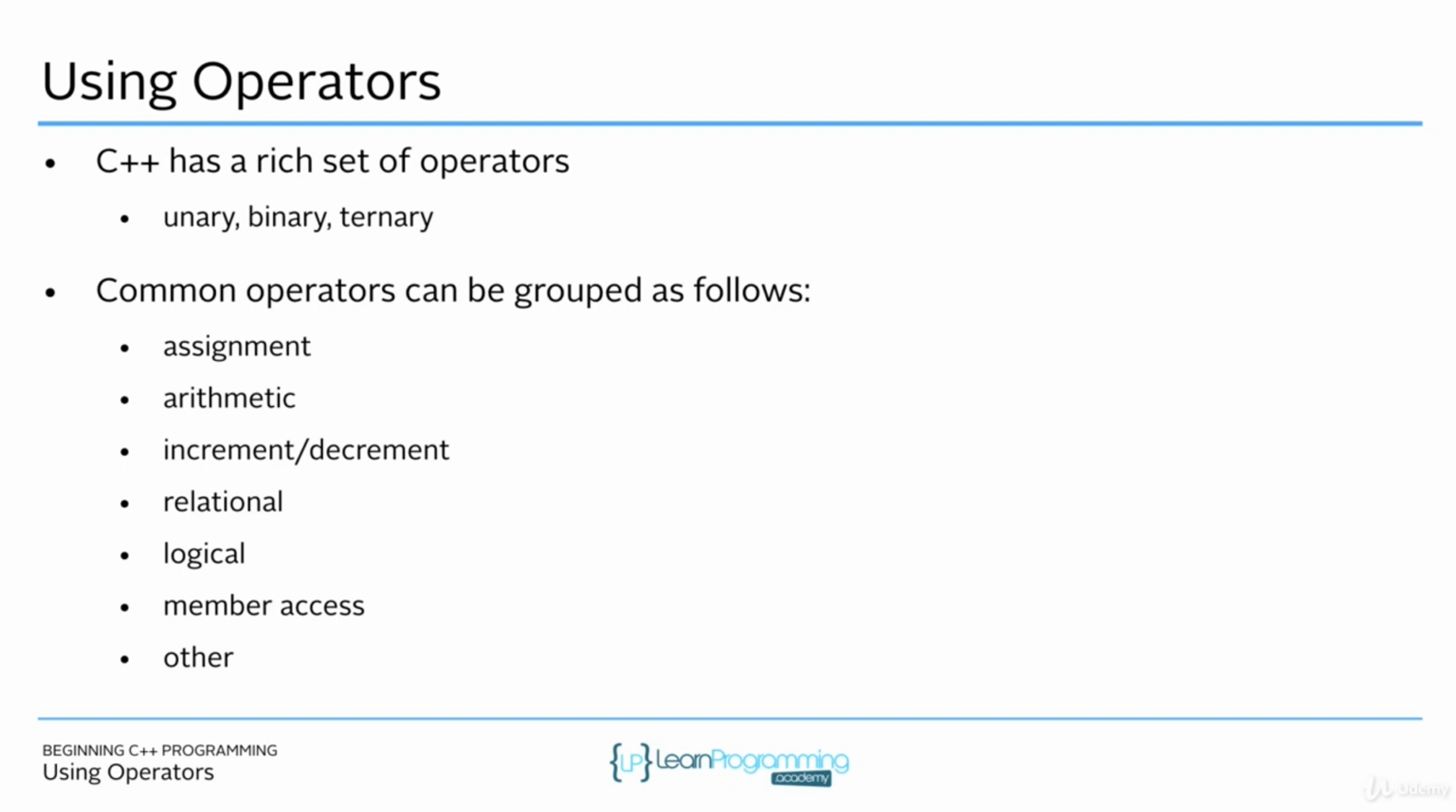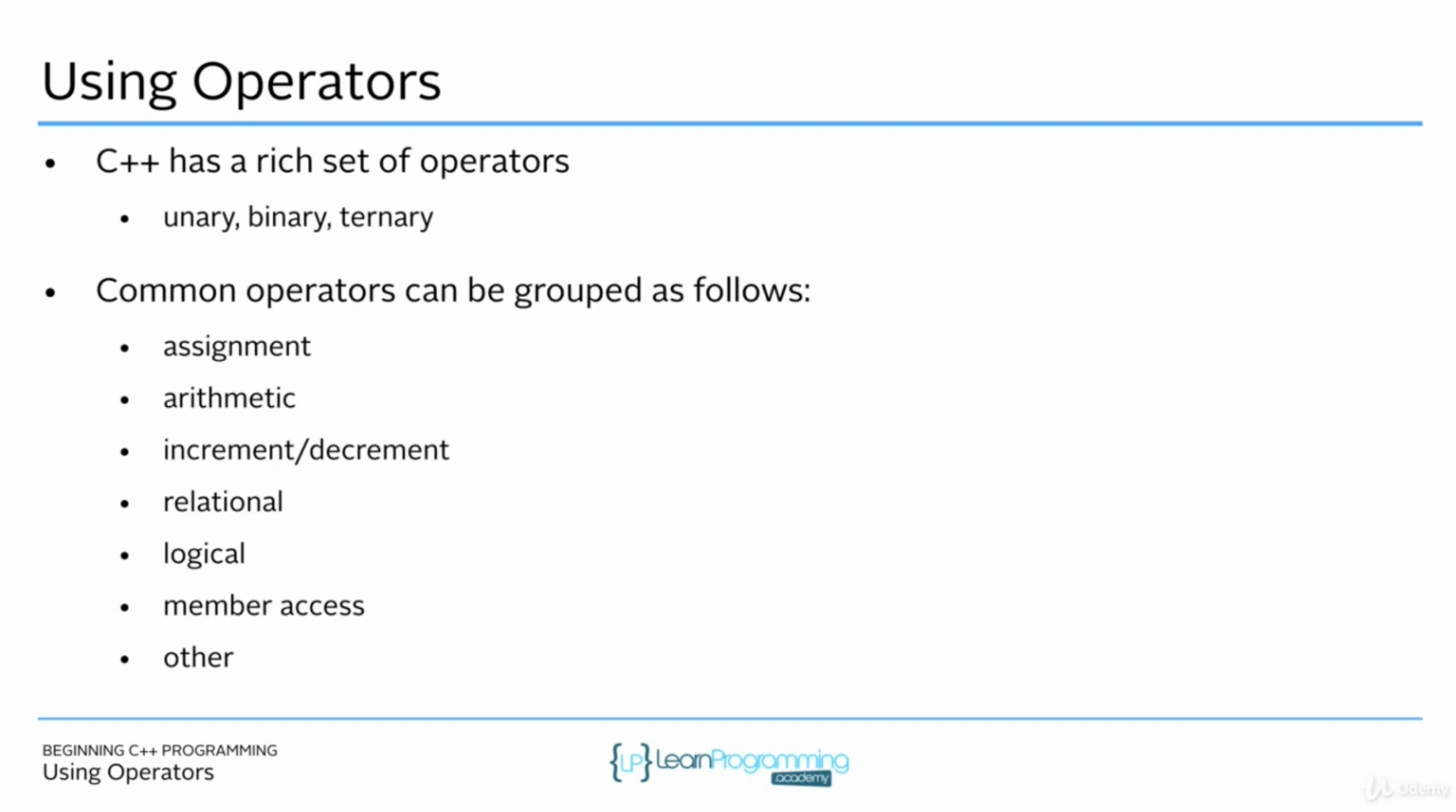The C++ common operators can be grouped into several categories. Assignment operators are used to modify the value of some object by assigning a new value to it. Arithmetic operators are used to perform mathematical operations on operands. The increment and decrement operators are interesting because part of them work like an assignment and part of them work like arithmetic. They're super useful and very commonly used.